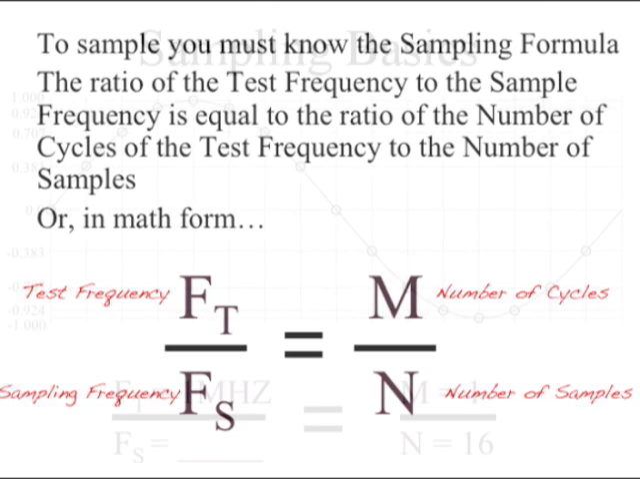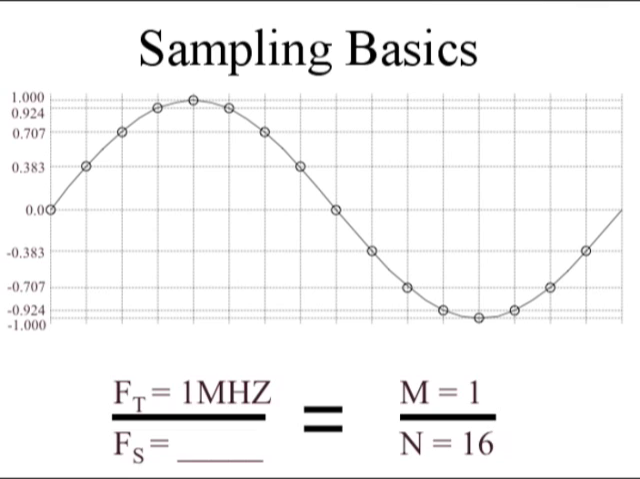Let's start off with a really simple example. Here we have a single cycle of a 1 megahertz waveform and we want to capture 16 samples. In order to capture 16 samples of a 1 megahertz waveform in just one cycle, we're going to have to capture at what frequency? The answer is obviously 16 megahertz, since we'll have to run our sampler 16 times faster than the test frequency in order to capture 16 samples over just one cycle of the test frequency.